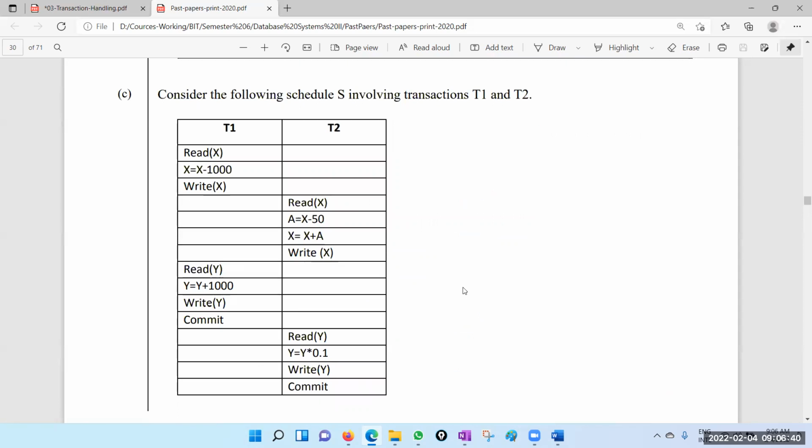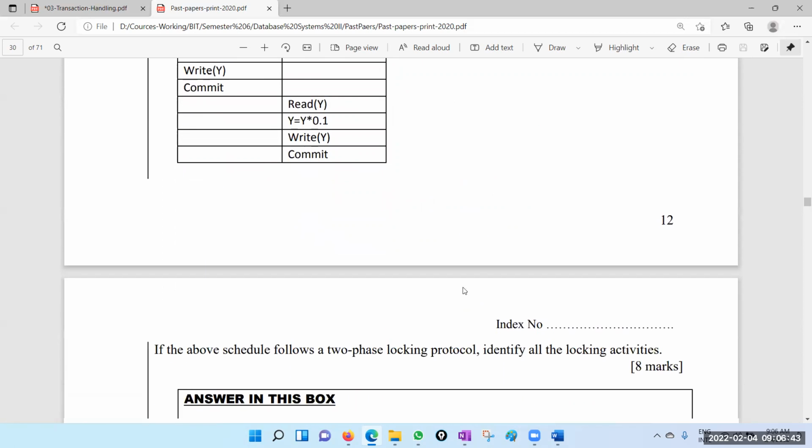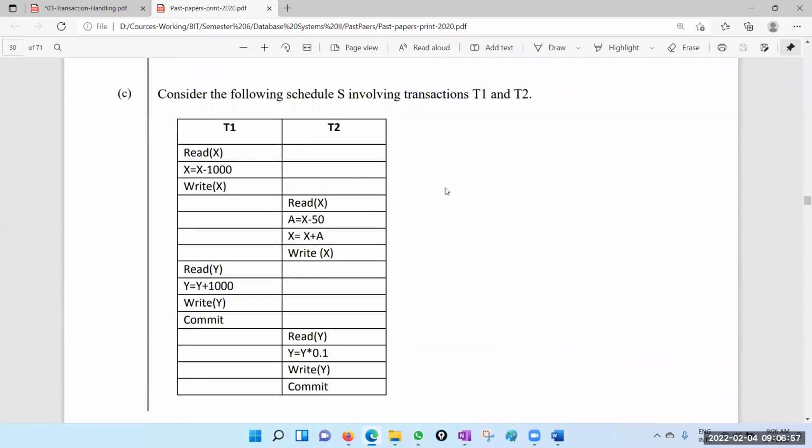Consider the following schedule involving transaction T1 and T2. If the above schedule follows two-phase locking protocol, identify all the locking activities. Right? Identify all the locking activities. Now here you can assume that you release locks at the commit or rollback. Though we call it two-phase locking, for your simplicity, in the exam paper, you can always assume that locks are released only when you commit. Okay, only when you commit.